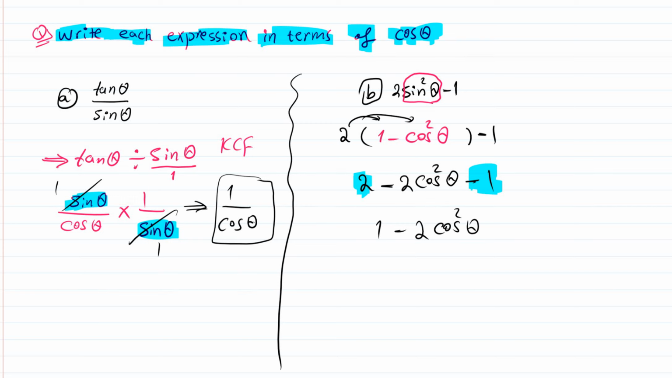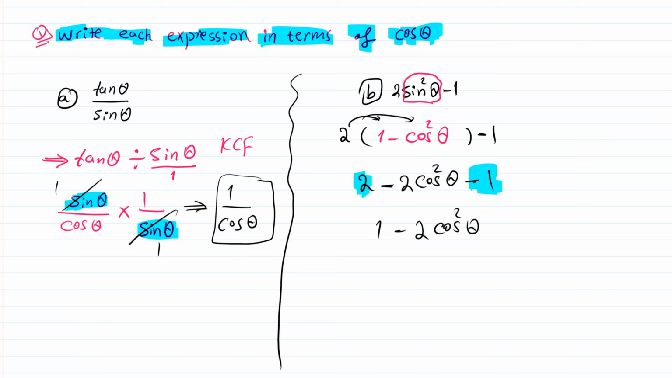We get only cosine in our expression. Students, can we simplify more? No, this is the final answer. Since we have cosine, it is okay if this one has a power of 2 or 1 here, as long as we have cosine, so we have no problem.